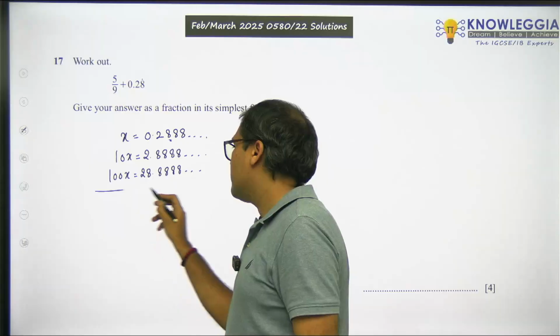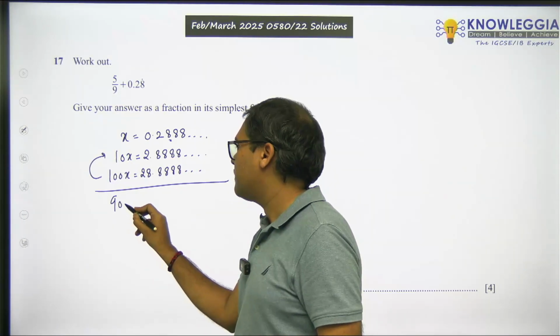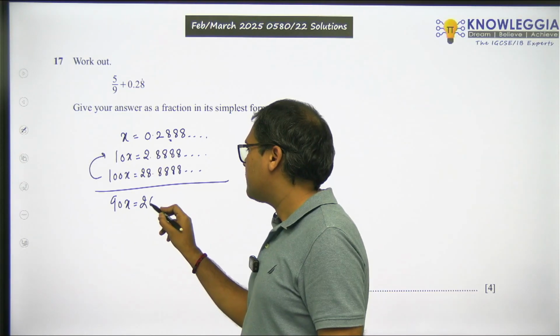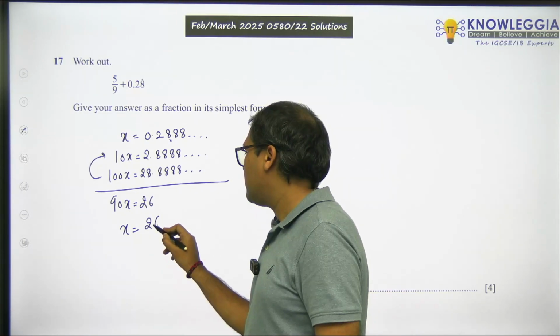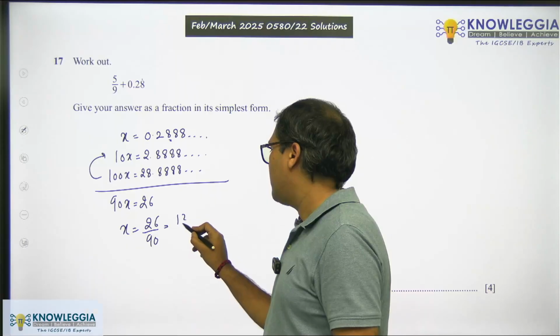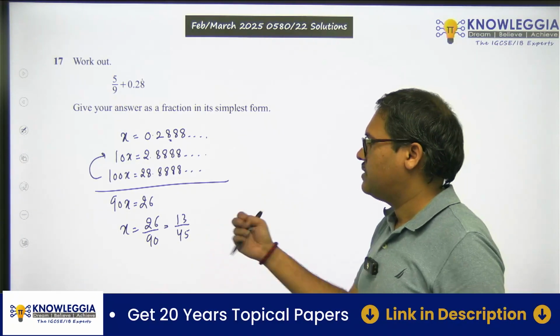Okay. So just subtracting these two, you can clearly see this is 90x. This is 28 minus 2, which is 26. Correct? So what is x? x is equal to 26 divided by 90. Or you can cancel the common factor. This is 13 and this is 45. Right? So this is 13 upon 45.